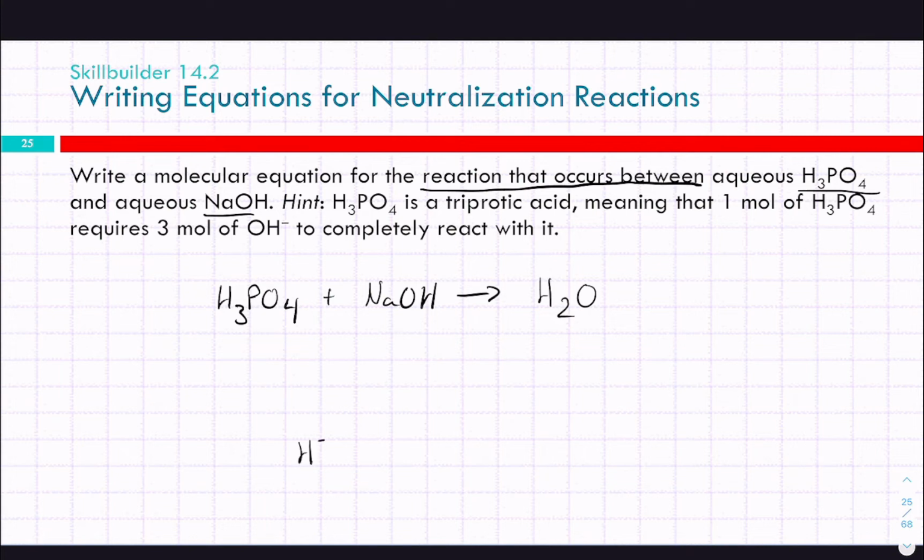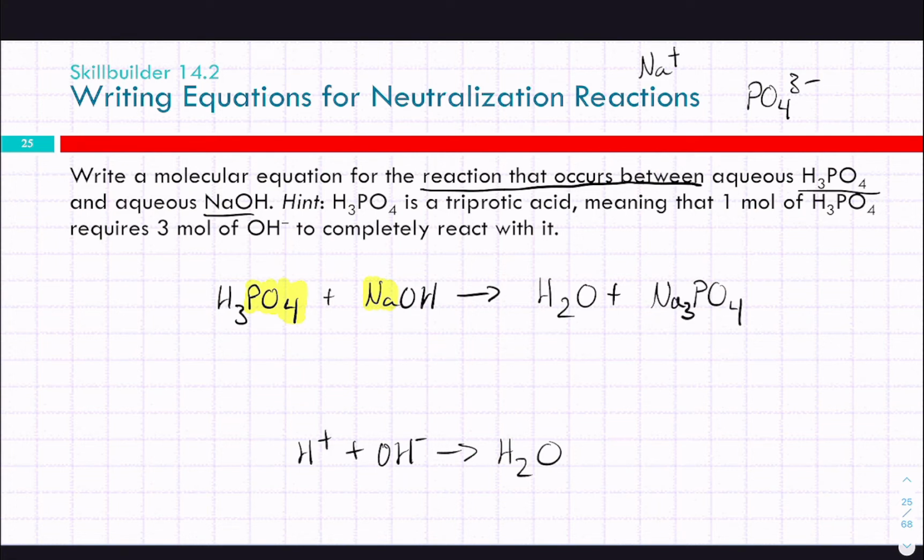And actually let me write this too. The neutralization net ionic equation is H plus plus OH minus forms water. So we can identify the H plus from our reactants as the hydrogens from phosphoric acid, and then the OH minus coming from our sodium hydroxide. So that means that our salt is going to be made up of phosphate and sodium. So this is where knowing how to write the formulas for ionic compounds comes into play. Phosphate, I'll write it up here actually, is PO4 3-. And sodium is Na plus. So we're going to need three sodiums to balance the charge on phosphate.